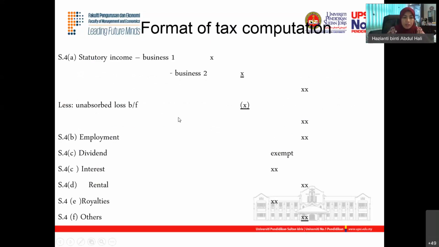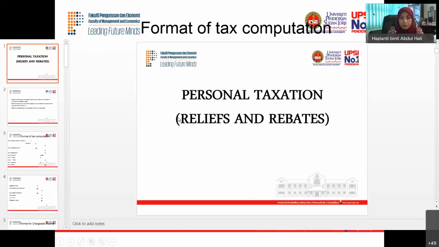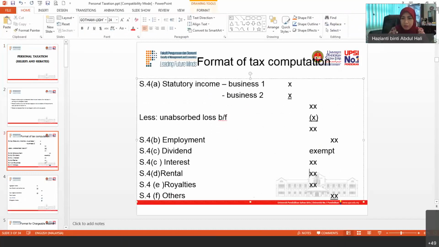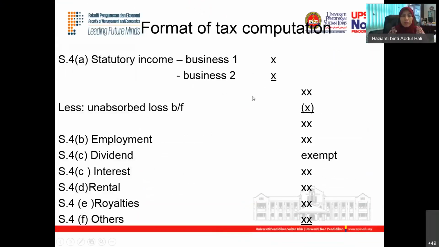So this is what I told you before. Okay, so this one we haven't done for A. We will do business income after we finish this personal relief and rebates. But for now, kita dah buat employment income, dividend. So terus letak exam ni lah dekat sini. For the dividend, interest, actually exam juga interest ni. And then rental, royalties and also others.